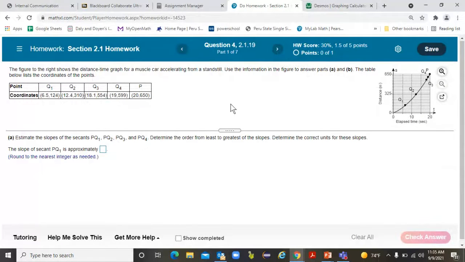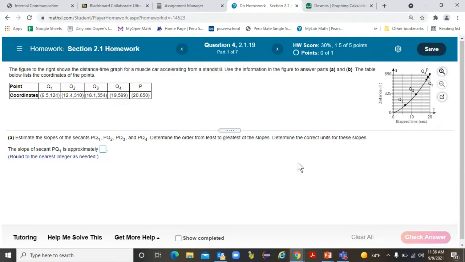All right, so this one says the figure to the right shows the distance time graph for a muscle car accelerating from a standstill. It says use the information in the figure to answer the questions, and the table below lists the coordinates of the points.